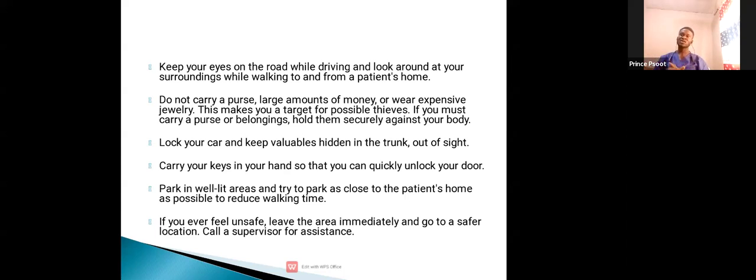Park in well-lit areas and try to park as close to the patient's home as possible to reduce walking time. And if you feel very unsafe, leave the area immediately and go to a safer location. Then you can call your supervisor, for instance.